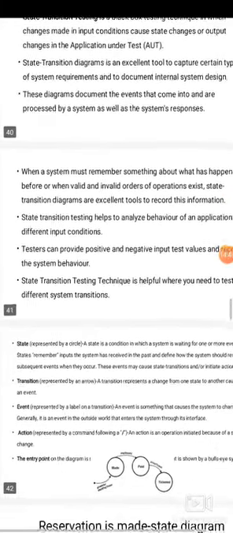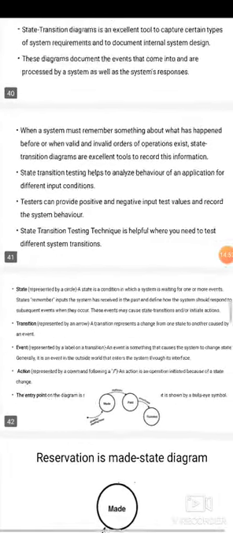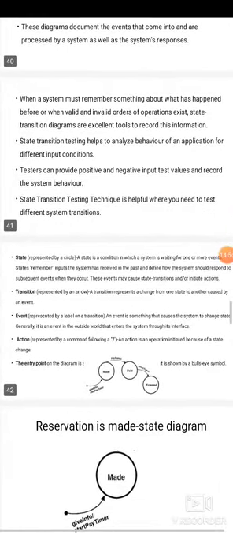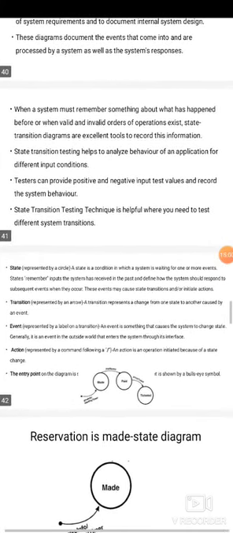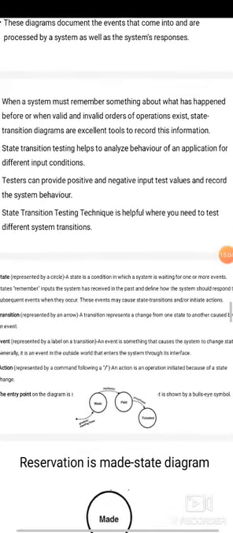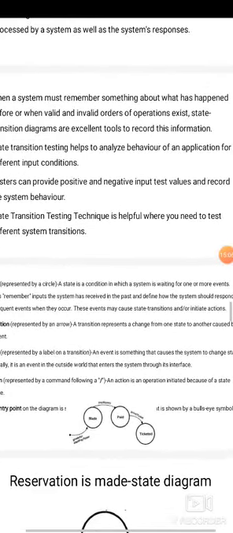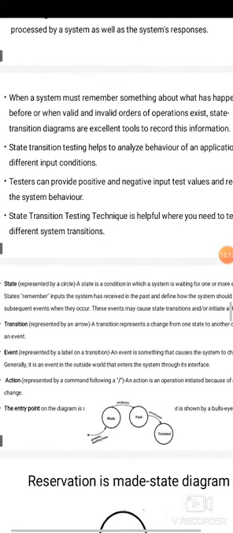So the different states an application can be in are going to be tested by means of state transition testing. When a system must remember something about what has happened before, or valid or invalid orders of operations exist, state transition diagrams are excellent tools to record the information.